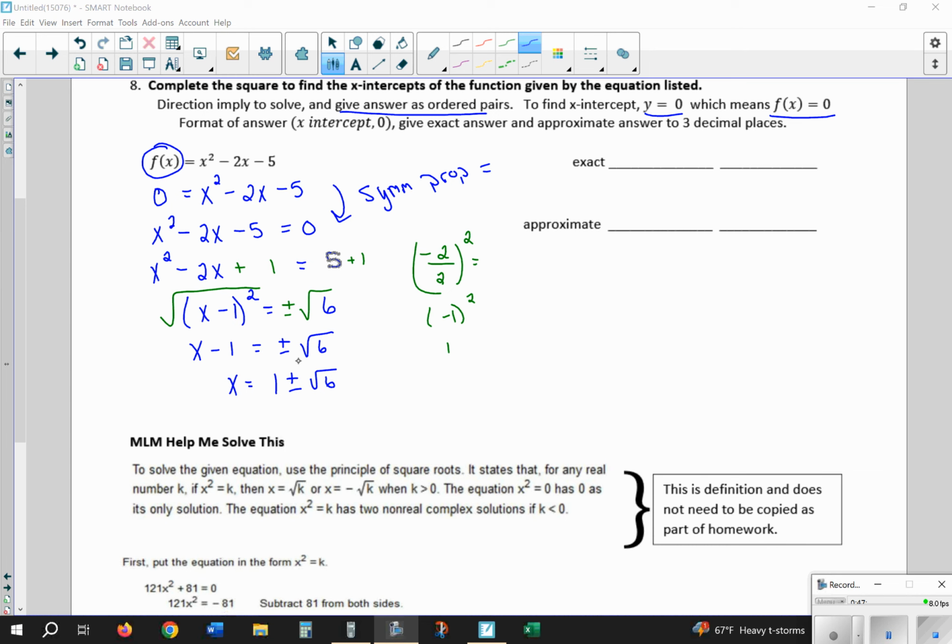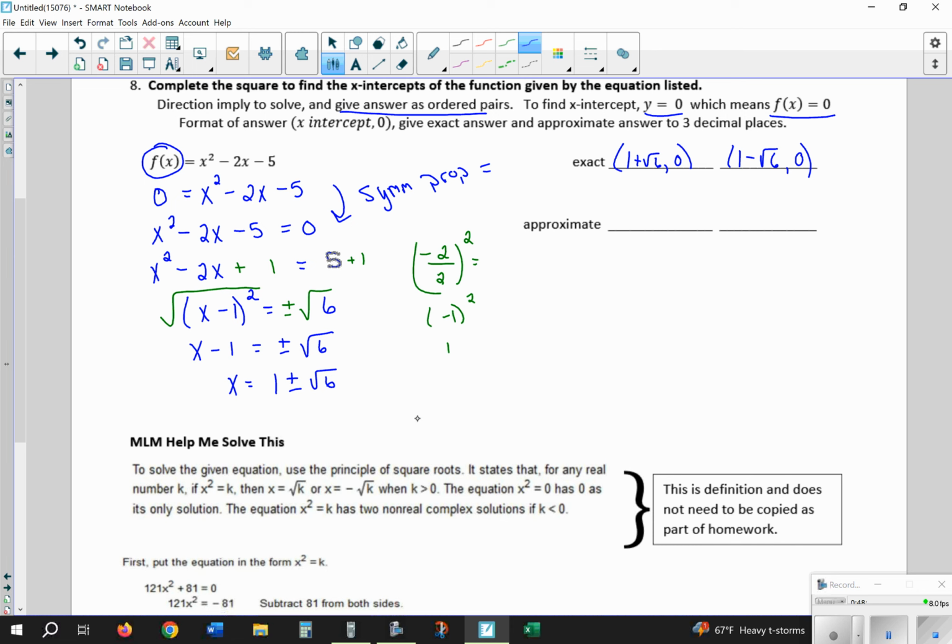This is like the answers I got on the other page, but because here I asked you for x-intercepts, my exact answer would be 1 plus the square root of 6, comma 0, and 1 minus the square root of 6, comma 0. Those would be the exact answers, and I believe that's what my math lab is looking for.